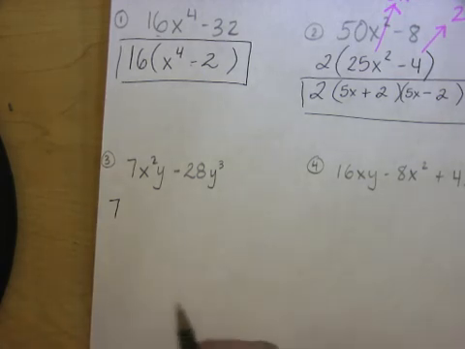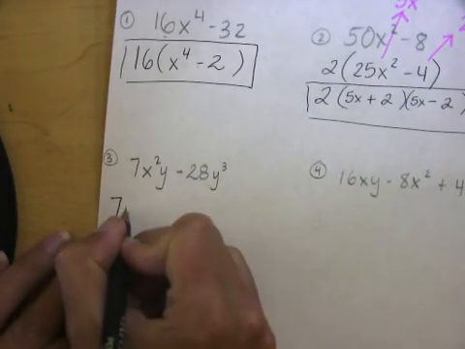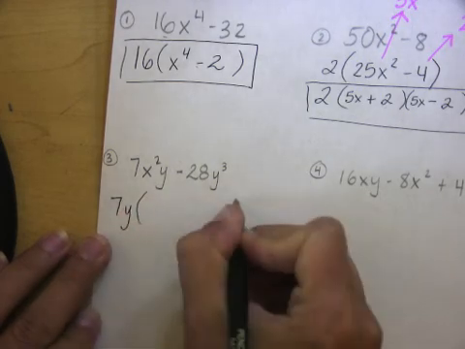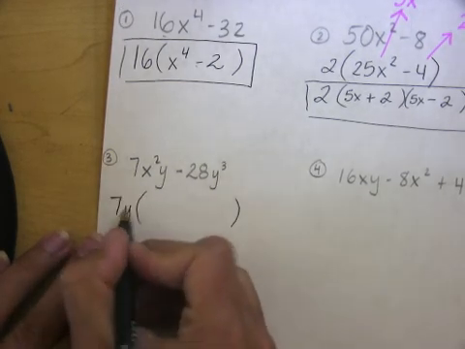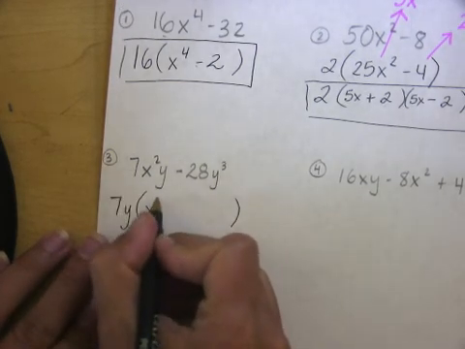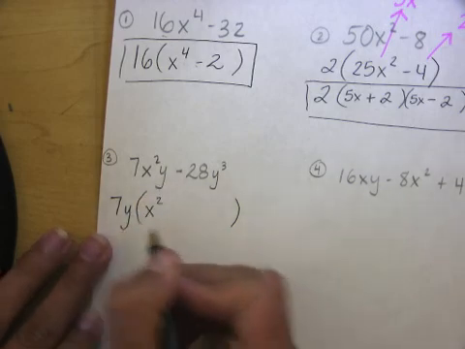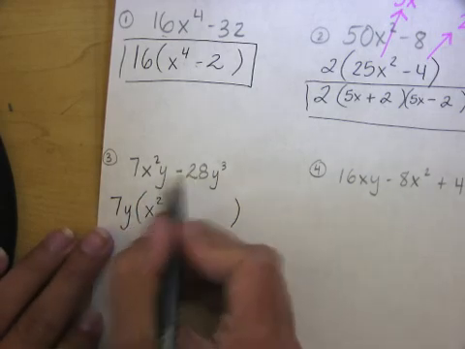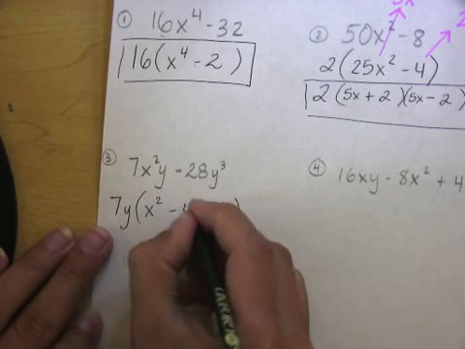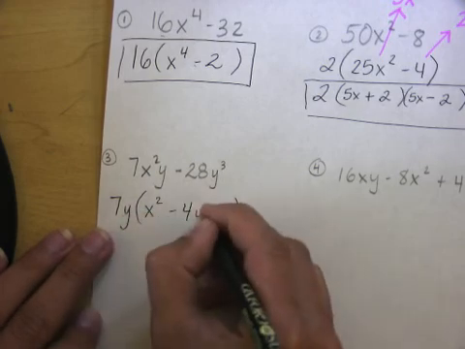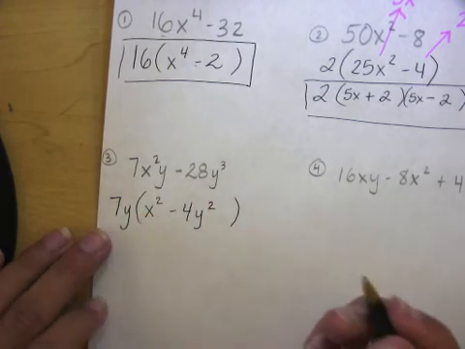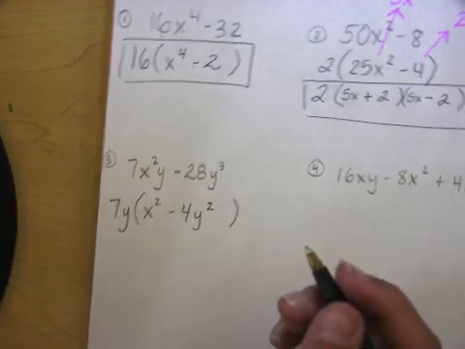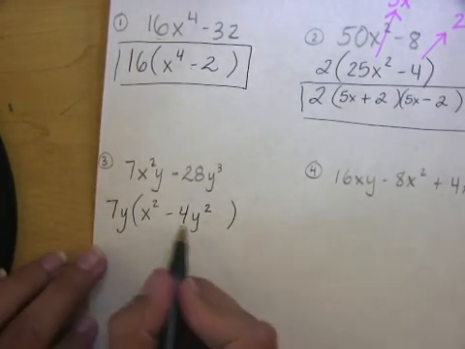Alright, and they both have at least one y, so I can take out a y. So 7, 7, there's no x squared, so I need to put an x squared here, and there's already a y, so I'm good on that term. And 7 times negative 4 is negative 28, y times y squared is y cubed, and there's no x's, so I'm good to go. Now, I have two terms.